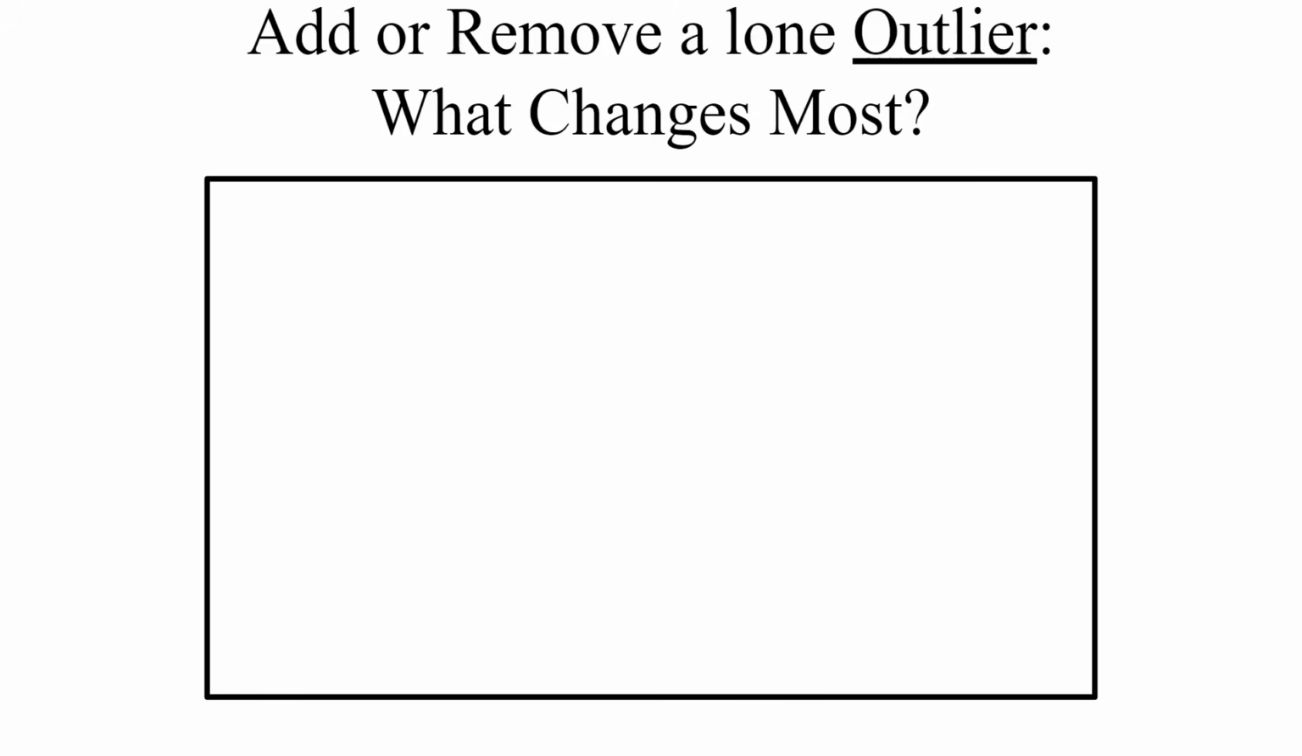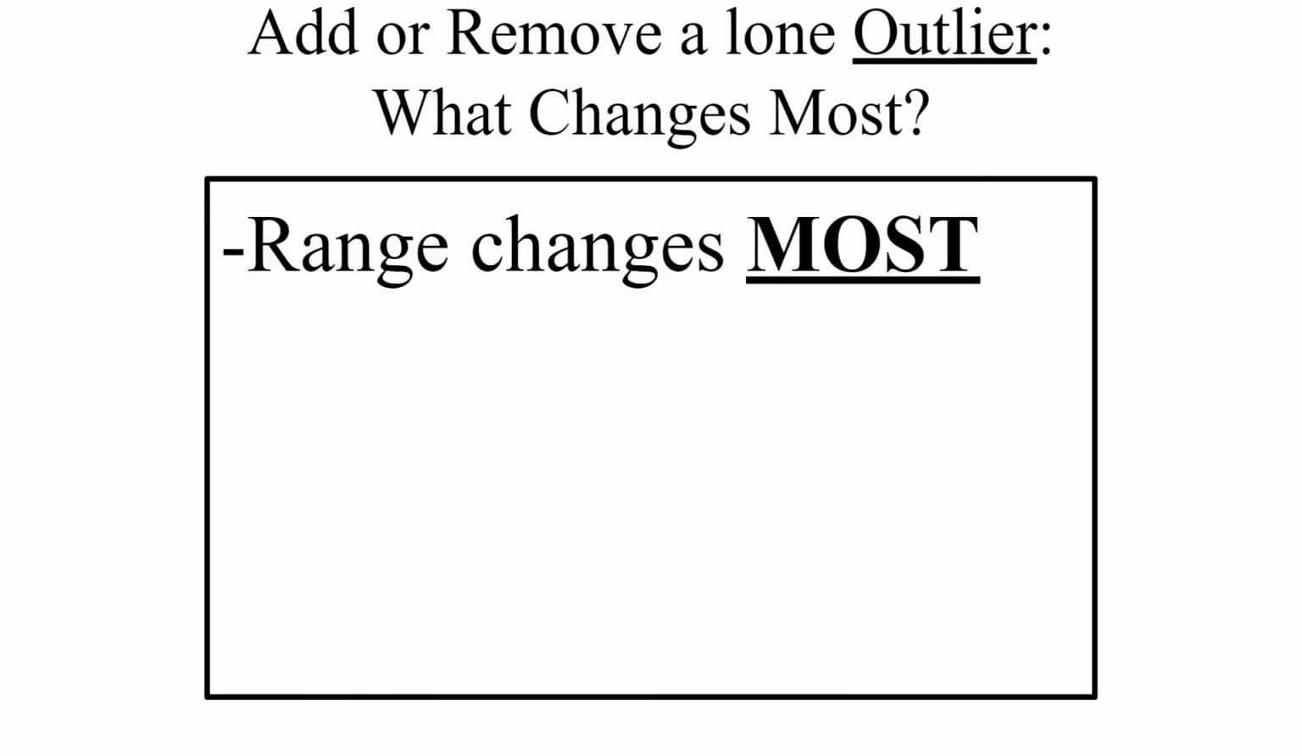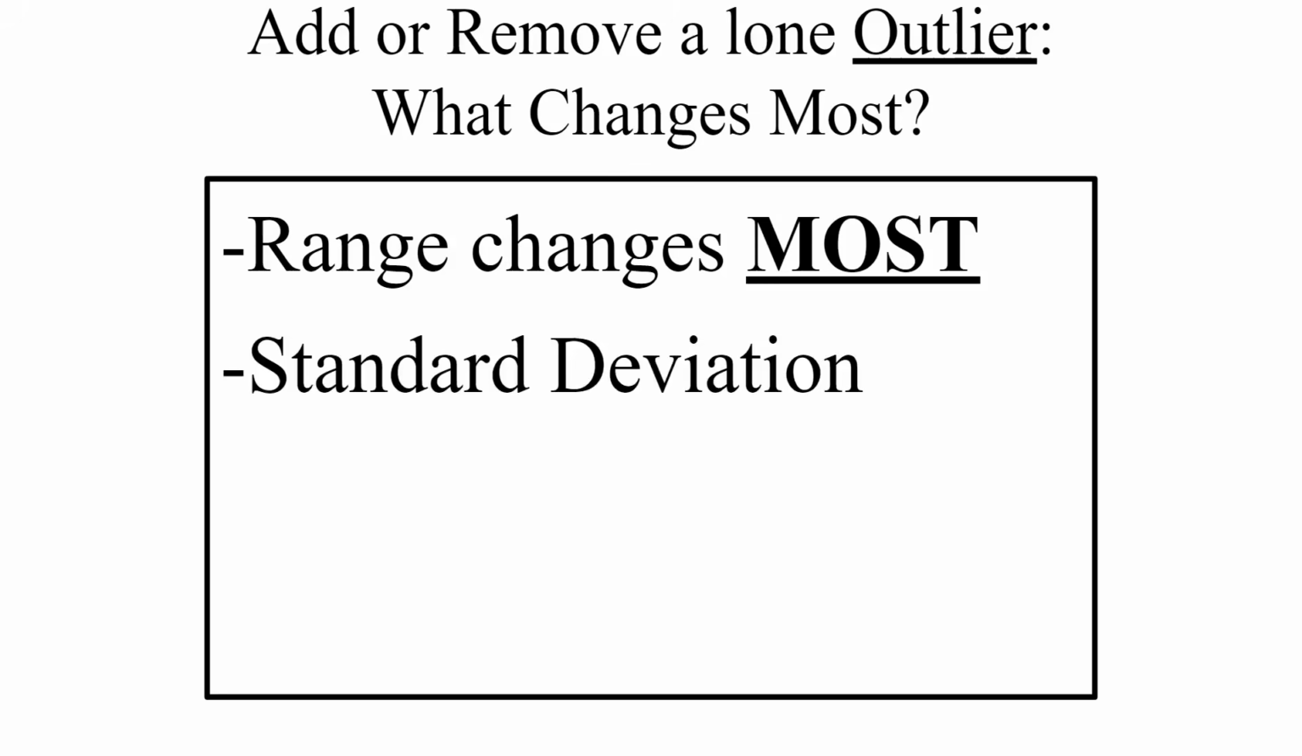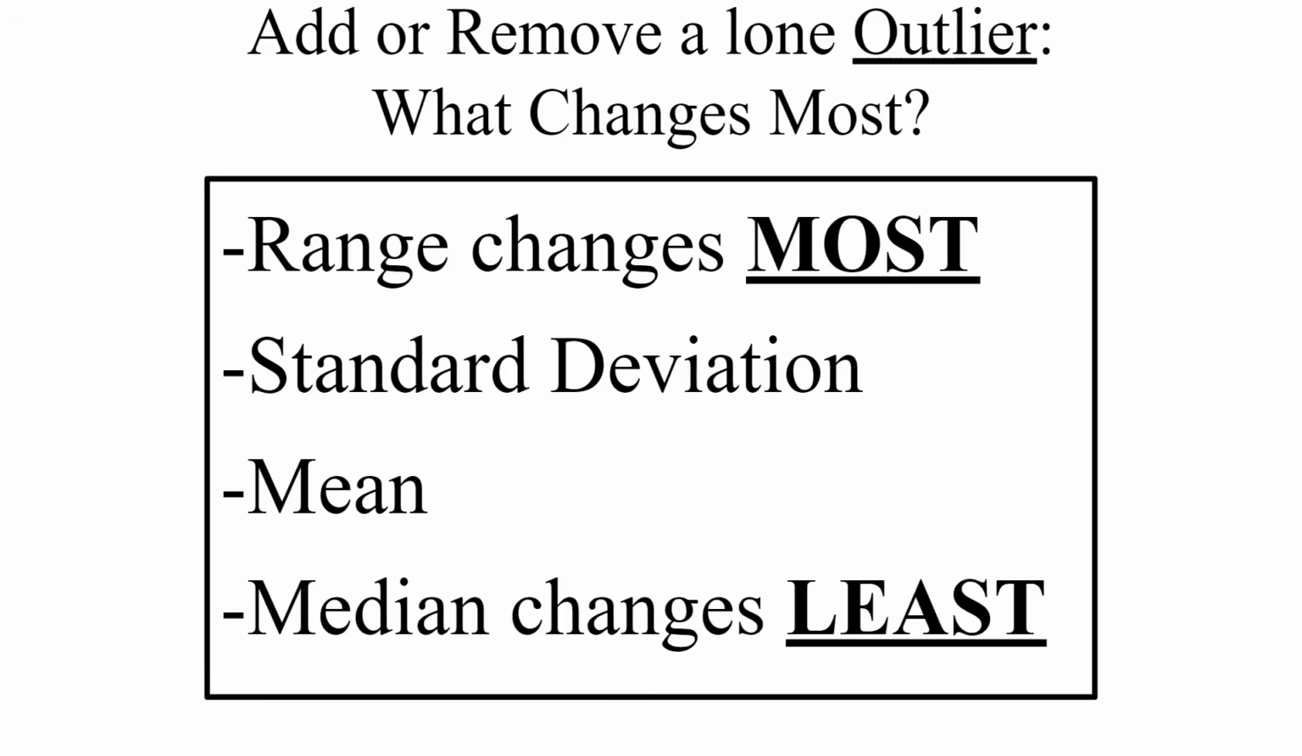All right, another question you could see: if you add or remove a lone outlier, like one at the very edge, it's a max or min, right? Kind of like all the ones we've been doing. Range changes the most. Then standard deviation. Then not far behind that, mean. And you've probably noticed at this point, guys, median changes the least. So if I chuck in an outlier and I said, what increased the most? You would say the range. And if I said, what increased the least? You would say the median. So the range is heavily influenced by lone outliers, and the median is very resistant to change. It's not heavily influenced. It's very resistant to change.